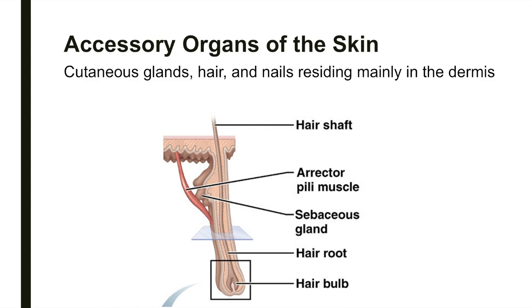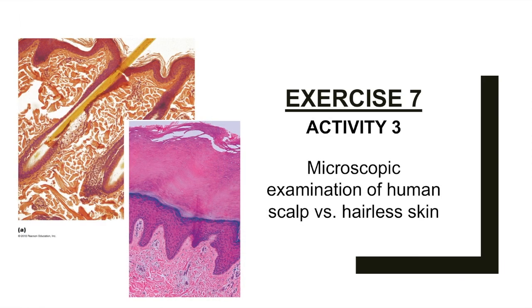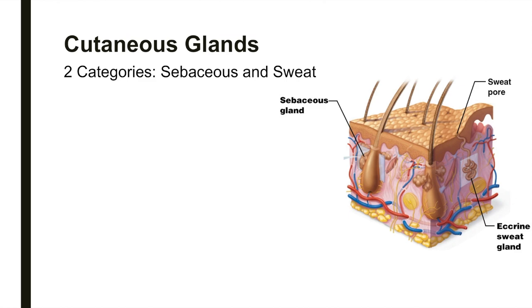At the base of the hair follicle is the hair bulb, a collection of well-nourished epithelial cells. In Activity 3, you'll compare a slide of the human scalp with a slide of hairless skin from the palm or sole. The cutaneous glands fall primarily into 2 categories, the sebaceous glands and sweat glands.